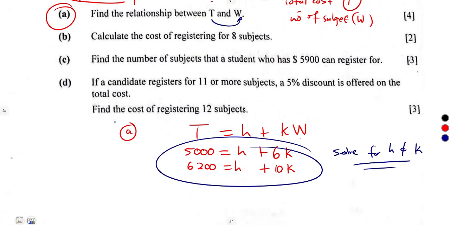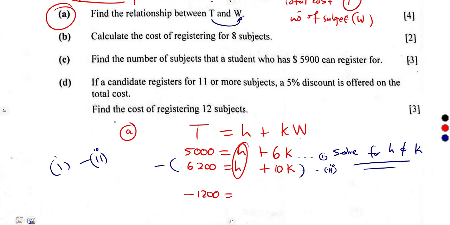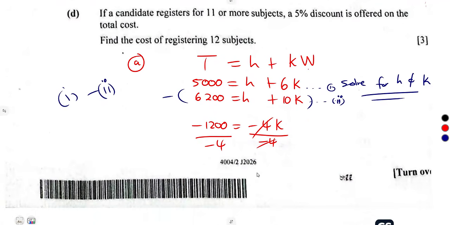These are simultaneous equations. Given equation 1 and equation 2, simply subtract to eliminate H. You can simply subtract equation 1 minus equation 2. 5,000 minus 6,200 is negative 1,200. H minus H is 0. 6 minus 10 is minus 4K. So to find K, divide by negative 4. This is going to cancel. Our K is equal to 300.